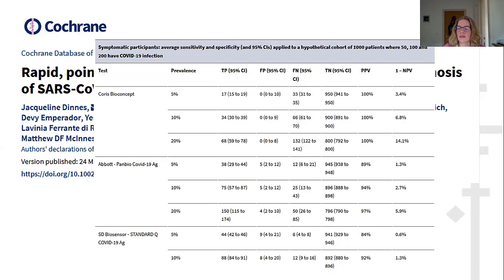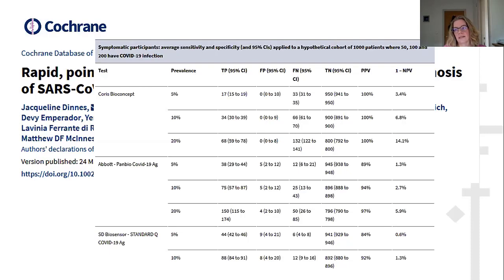This is just a few of the actual tests that they looked at, but there were quite a considerable number of tests included in this review. So they selected the most accurate ones to present and summarize. But they've also given the results at various different prevalences of infection in the population. They're also reporting true positives, false negatives, true negatives. We've also got positive predictive values and negative predictive values here. So that's quite a lot of information to get across.